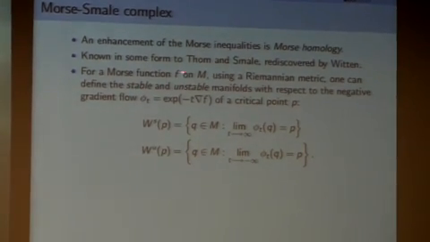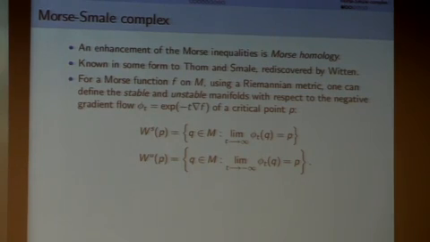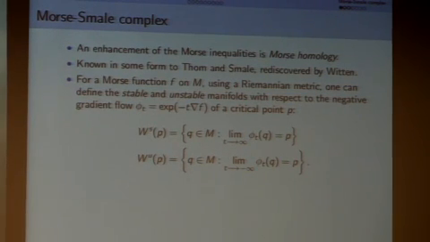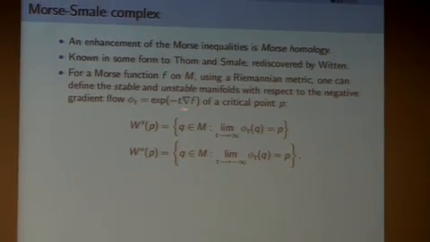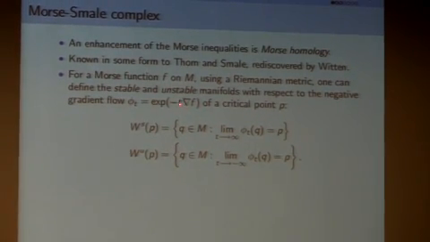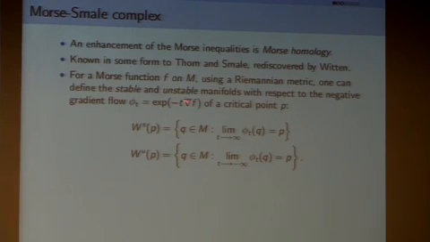So again, in just the classical case, just picture a Morse function with non-degenerate critical points. Using a Riemannian metric, you can look at the flow along the negative gradient. So the gradient of f gives you a vector field. Take the negative gradient of f, and you can look at the flow on the manifold defined by that vector field. I'm going to call that phi t.